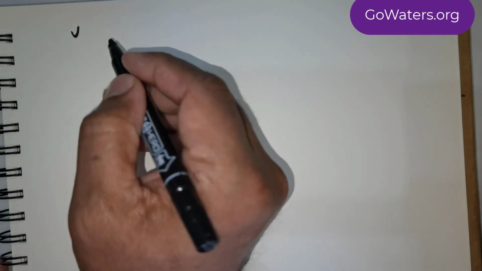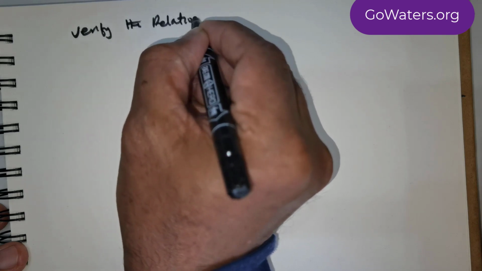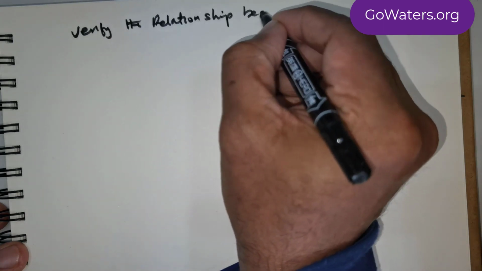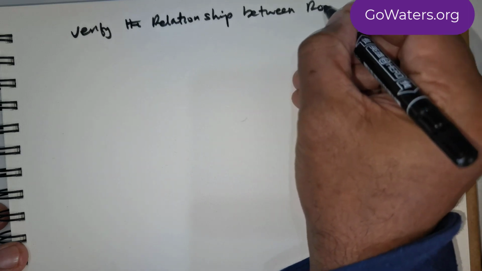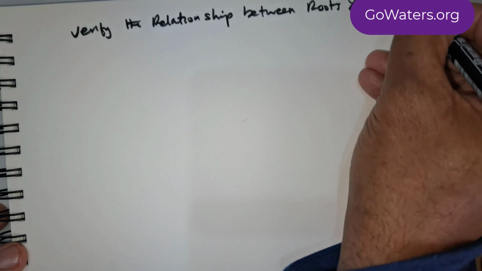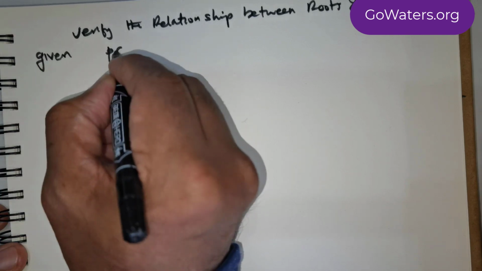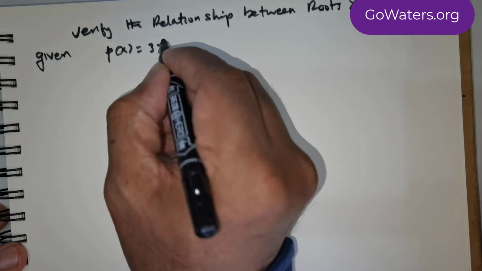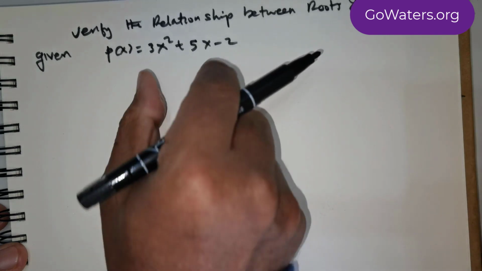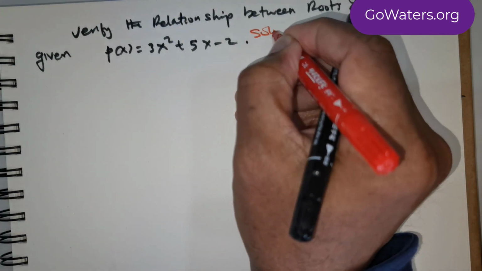So we'll move on. So let's do this question, students. They are asking us to verify the relationship between roots and coefficient. Given that p of x is equal to 3x squared plus 5x minus 2. Now solution, I'm starting the solution right from here. Okay, solution.